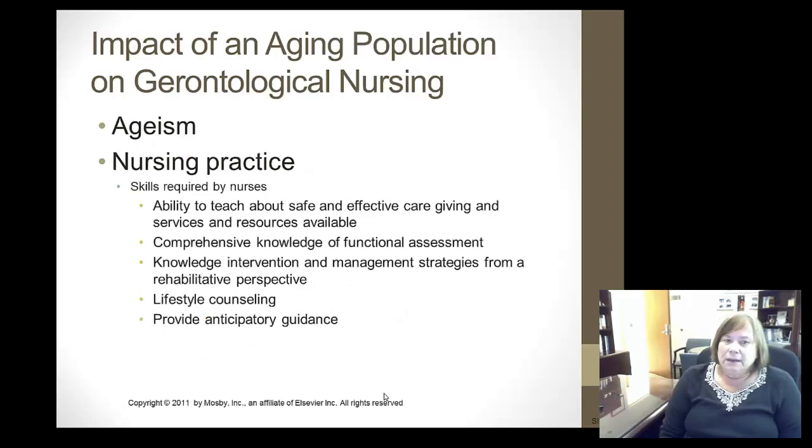The next slide talks about the nursing practice skills that are required of nurses. You can look through these. There are 5 of them. These reflect the standards of care and the expected scope of practice for people working with older adults. These 5 issues or concerns guide the development of the course that we're going to be working with throughout the next few weeks.